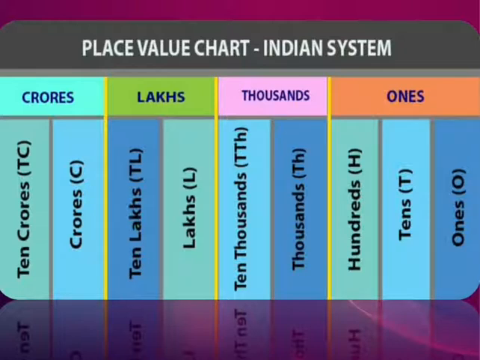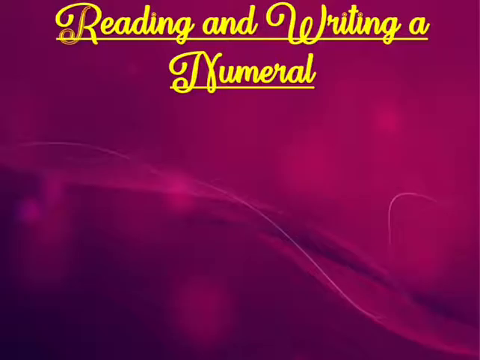Similarly, in your thousand period, in the Indian number system, we have two places, that is thousand place and 10,000 place. Similarly, in your lakhs period, we have lakhs and 10 lakhs, that is two places. And likewise, in the crores period also, we have two places, that is crores and 10 crores. So that means in your Indian place value system, only the ones period has three places. The rest have only two places.